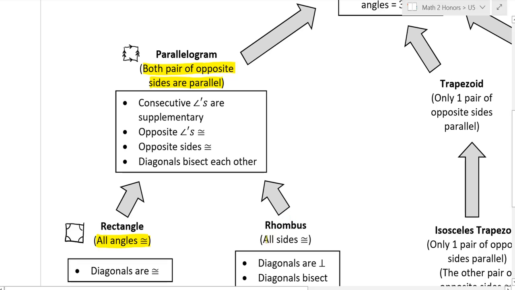A rhombus, the definition of a rhombus is a four-sided shape, so it's a quadrilateral with all sides congruent. So it looks something like this, and you'd just put the same marking on all four sides. Okay, so a rectangle, all four angles are congruent. Rhombus, all four sides are congruent. And again, you can prove that if all four sides are congruent, then opposite sides have to be parallel, making it a parallelogram. Now what happens if you have a rectangle and a rhombus?